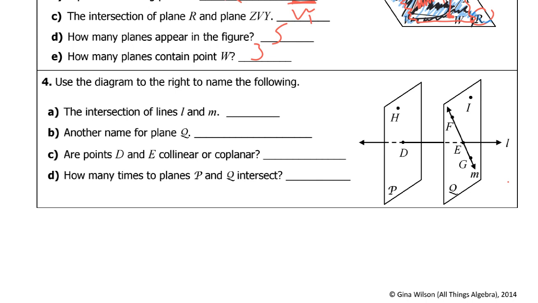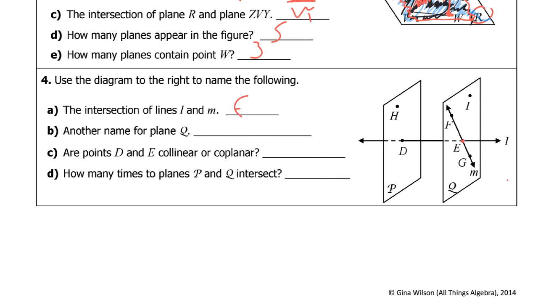Number 4, part A says the intersection of lines L and M. So the intersection of 2 lines is a point. And that would be point E. All right, part B says another name for plane Q. Okay, so just pick 3 points on the plane. And I just picked E, F, and G.